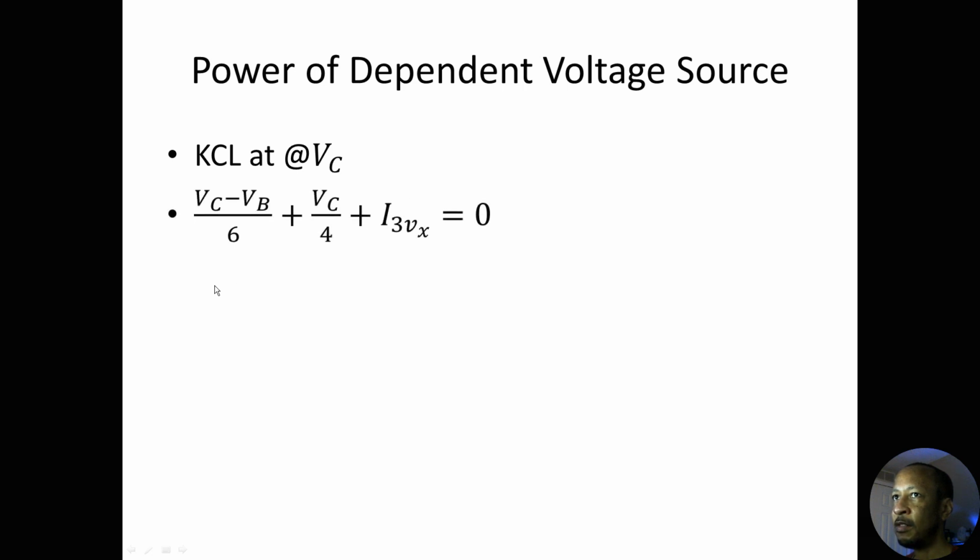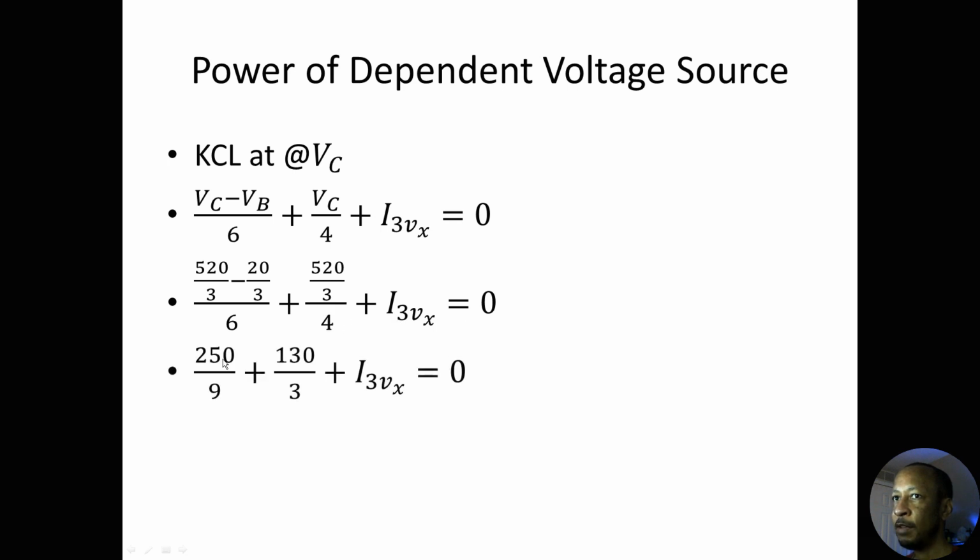So for the power of the dependent voltage source, KCL at VC gives us (VC minus VB) over 6 plus VC over 4 plus I3VX equals 0. Then that gives us (520 over 3 minus 20 over 3) divided by 6 plus (520 over 3) divided by 4 plus I3VX equals 0. Then that gives us 250 over 9 plus 130 over 3 plus I3VX equals 0. Then that gives us I3VX equals negative 640 over 9, which is approximately equal to negative 71.11.